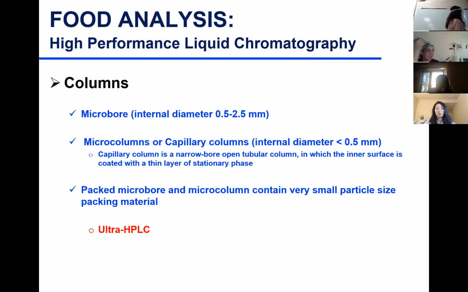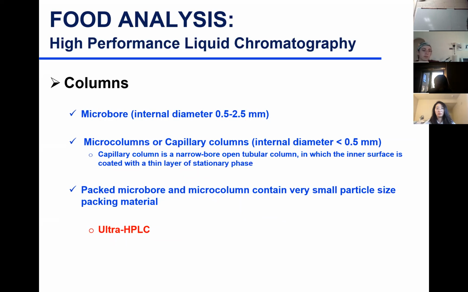The different types of HPLC columns, you have the microbore, which is very common, one of the most common, with an internal diameter of 0.5 to 2.5 millimeters. That's a very, very common HPLC column. Other columns that actually go with ultra HPLC are the micro columns or the capillary columns. So they have a very, very narrow diameter.